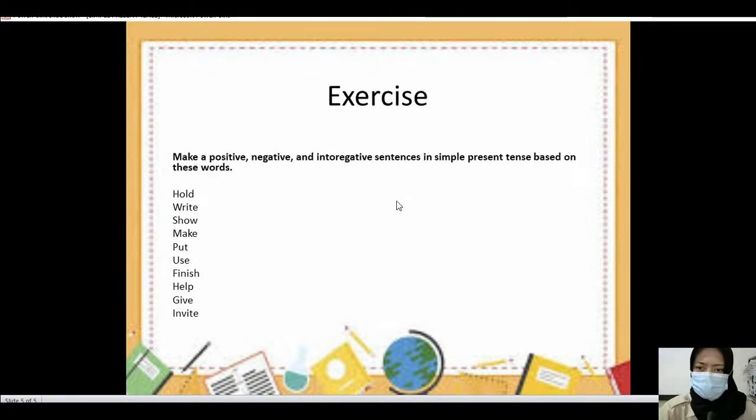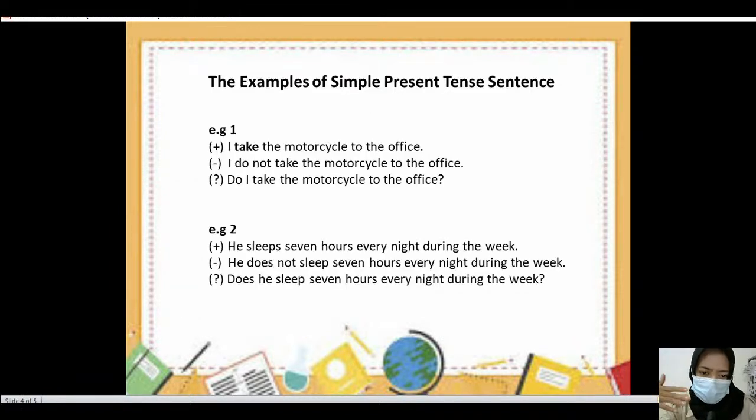The exercise of this material: make a positive, negative, and interrogative sentences in simple present tense based on this word. Has, hold, write, show, make, put, use, finish, help, give, invite, and other. Make a simple present tense: positive, negative, interrogative. Okay. If understood of your material, I will get to repeat for explain this material.